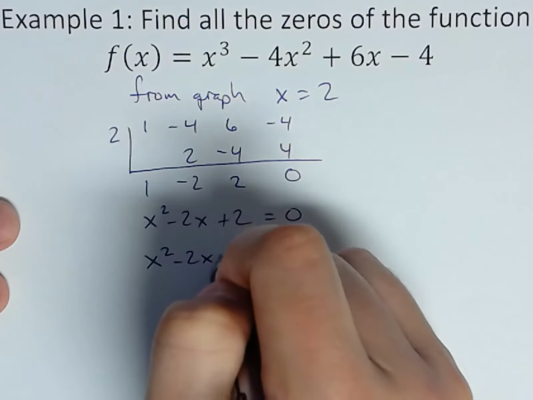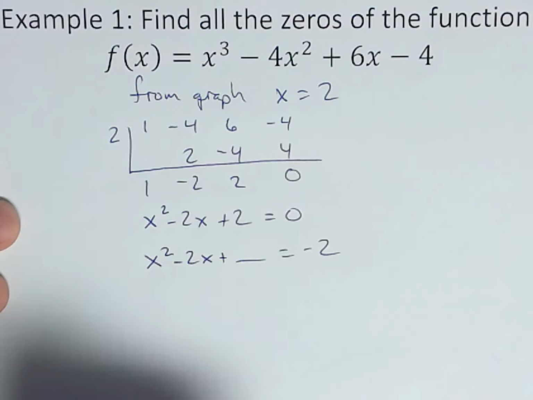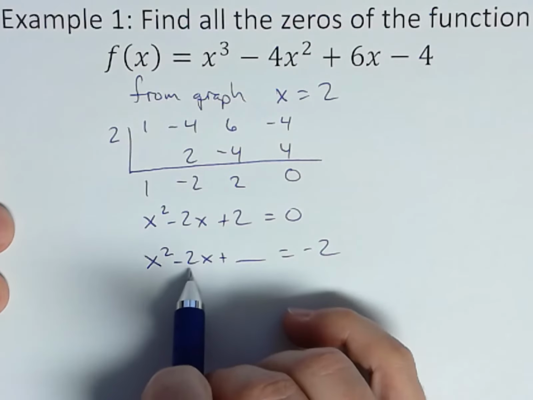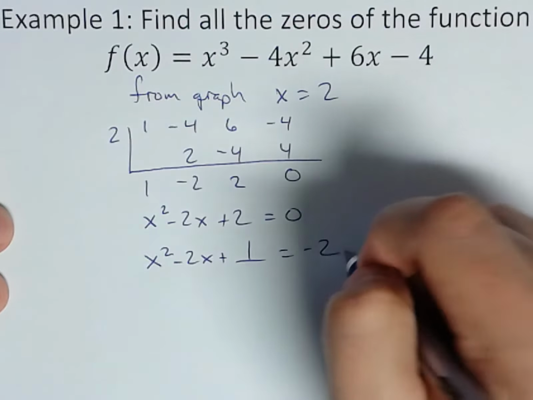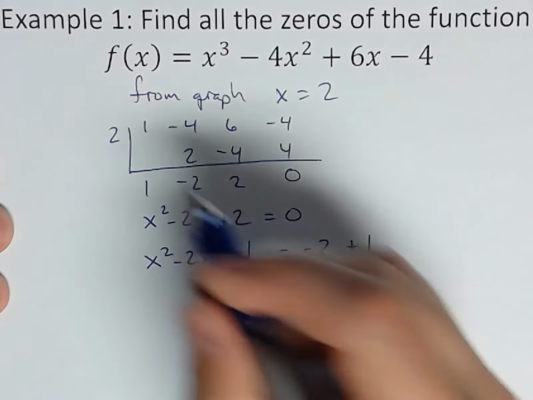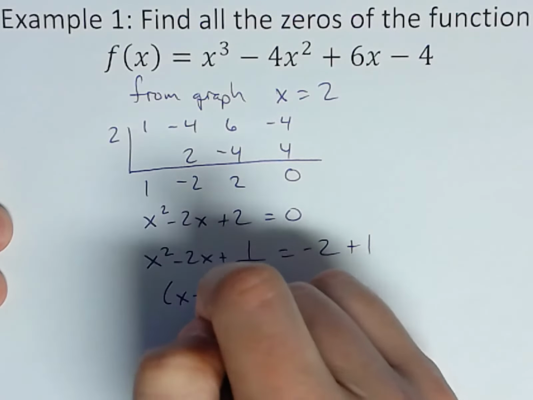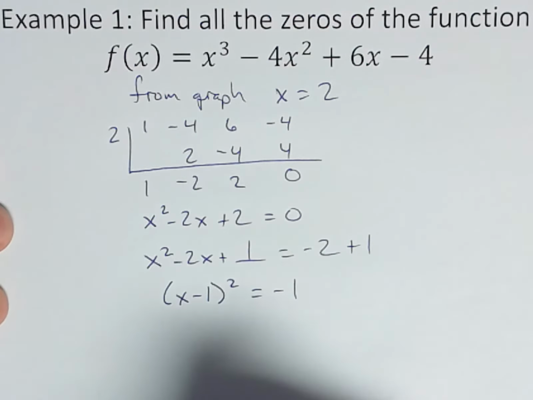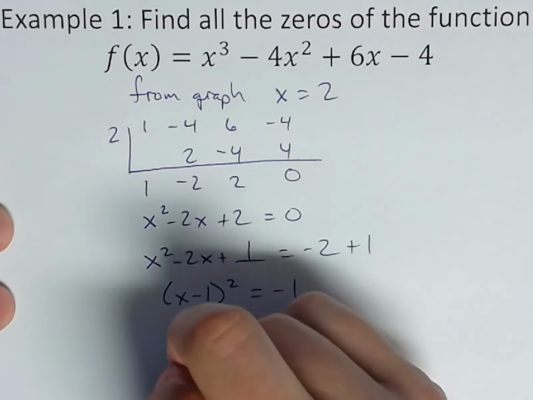So x squared minus 2x plus something equals negative 2. What goes in my box here? Well, half of the middle term. So half of 2 is 1 squared, so still a 1. And then add it to both sides. This will now factor to x minus 1 squared equals negative 1. We're ready to take the square root of both sides.